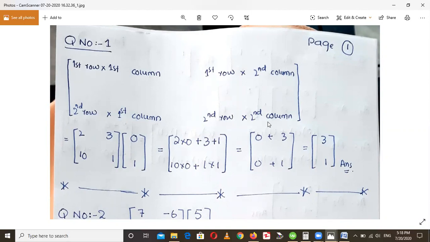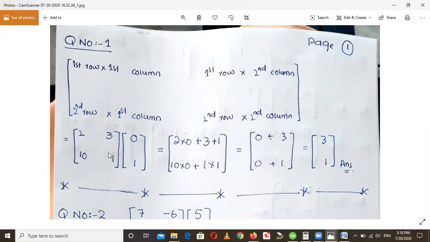Got it? Yes. If you have any problem, please ask me. If you don't get a point, if you are confused about a point, feel free. I will solve it online for you in MS Word, so you will understand. Yeah, I understand this. Okay.